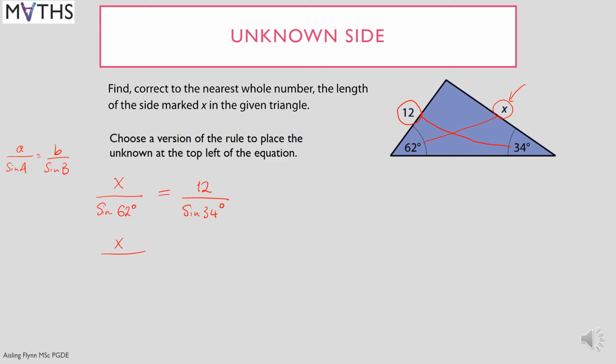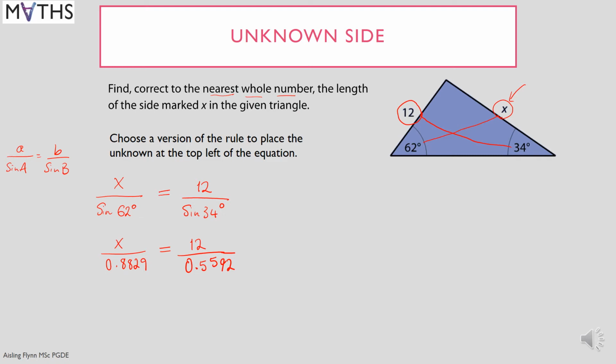Sine of 62 on my calculator gives me 0.8829. Now there are loads more decimal places. For accuracy you should include as many as possible, and definitely more than what you're asked for in your answer, which is the nearest whole number. And we have 12 divided by sine of 34, so we input that and I get 0.5592. Try that on your calculator, make sure you're getting the same answer as me.